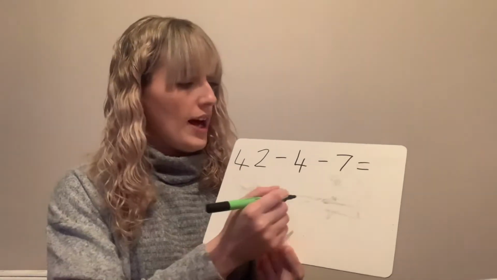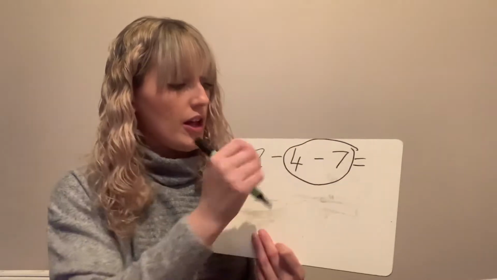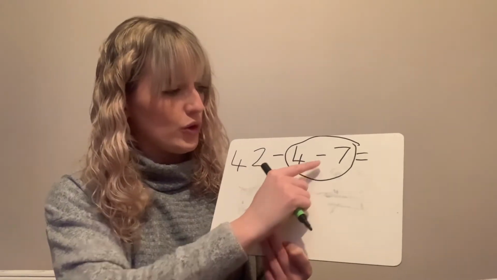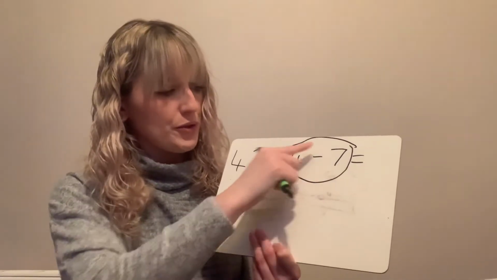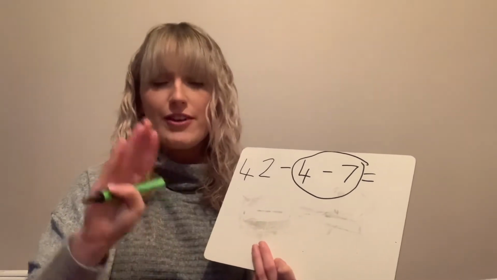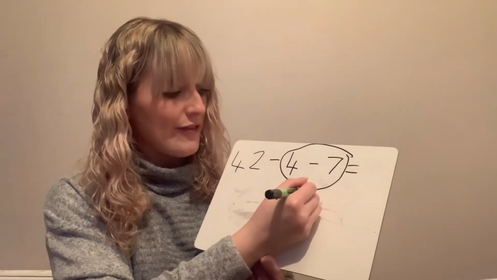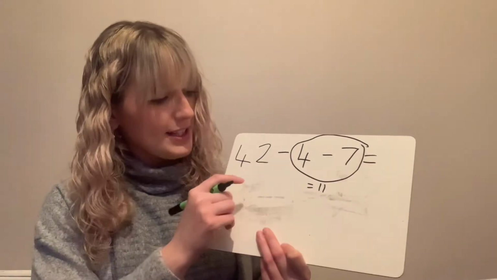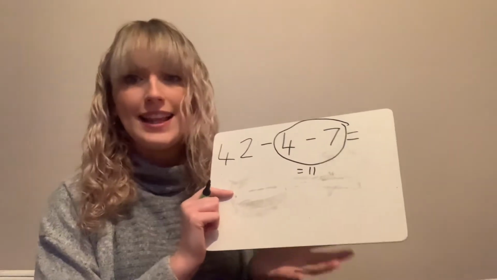Now, what I can do is find the total of the amounts I need to subtract. So I need to subtract the numbers 4 and 7. So I can work out the total of those numbers first. So 7 and 4 would give me, 7, 8, 9, 10, 11, would give me 11. Okay, so 7 and 4 is 11. So what I need to do now is 42 subtract 11.